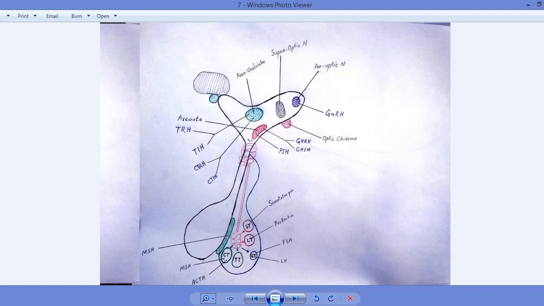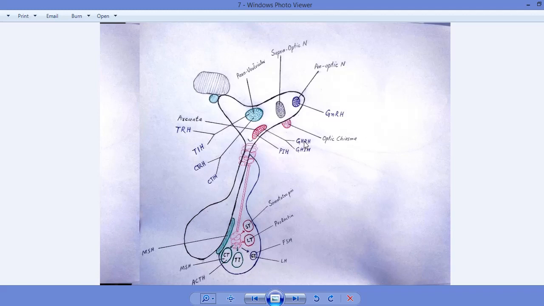Now coming toward a very important one, the very important nucleus inside the hypothalamus is the arcuate nucleus. This is present at the arc side of the hypothalamus, and in the shape of an arc. That is why this is called arcuate nucleus. So this is responsible for the secretion of three types of hormones.